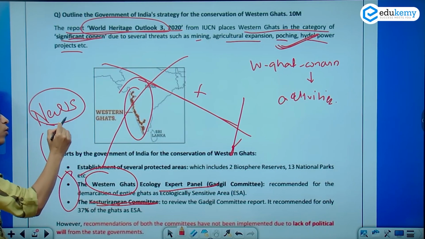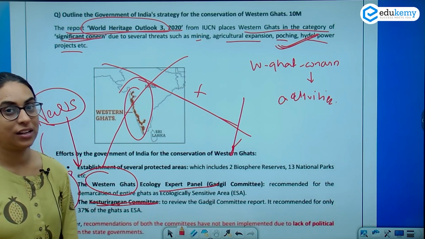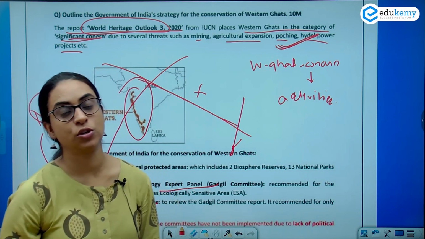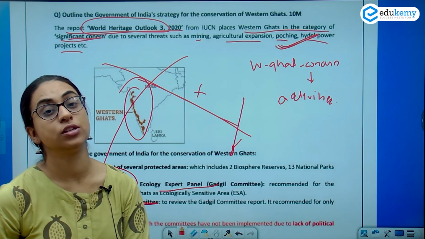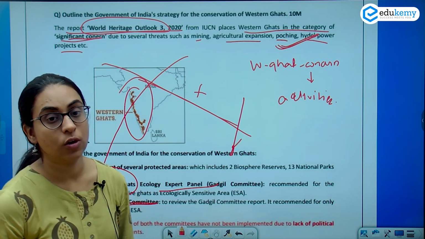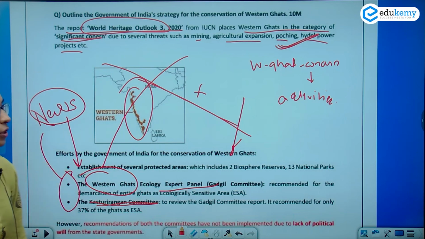So then they only tend to write about the committees. It is not just these two committees that will point out the strategy of the conservation for the Western Ghat. There are many dimensions that you can bring forward in your answer. So try to make your answer multi-dimensional, right?